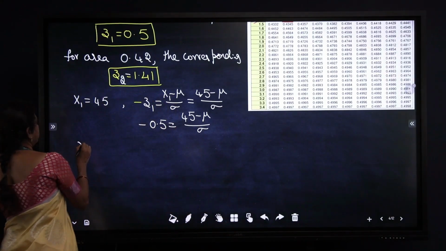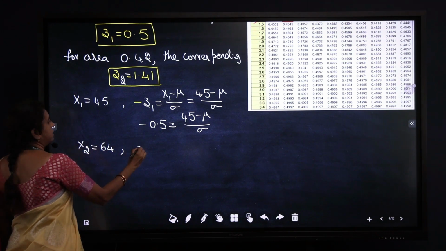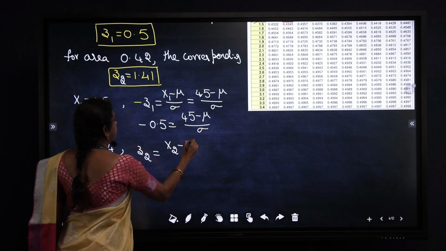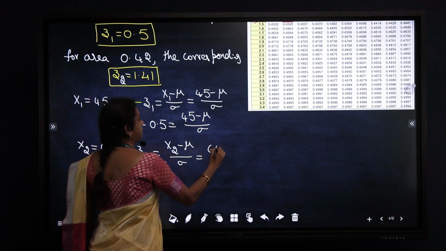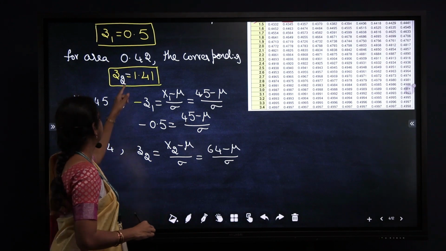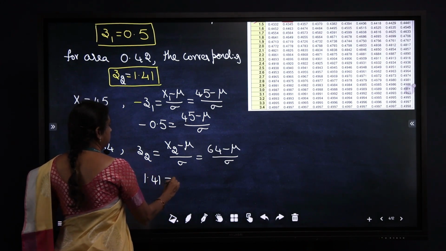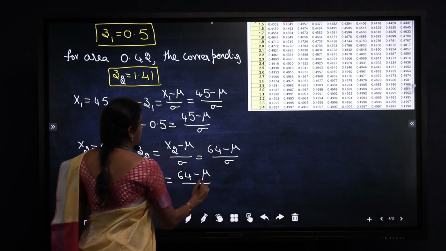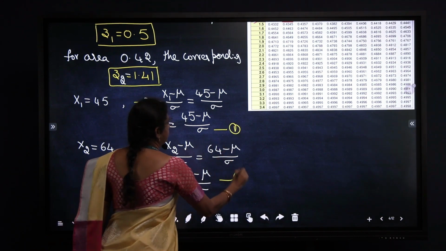So X2 is equal to 64. So Z2 is equal to (X2 minus mu) by sigma, which is equal to (64 minus mu) by sigma. And what is the Z2 value? We got Z2 value as 1.41. So 1.41 is equal to (64 minus mu) by sigma. Now we'll use these two equations and find out the values of mu and sigma.